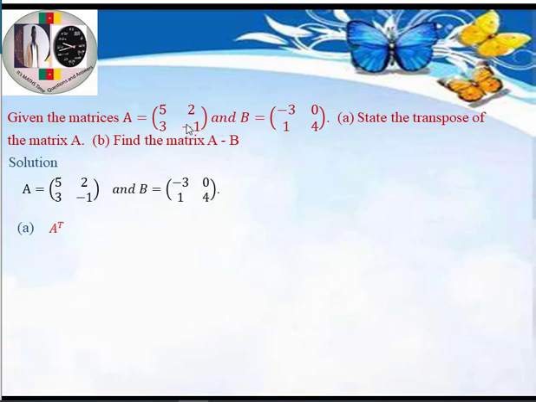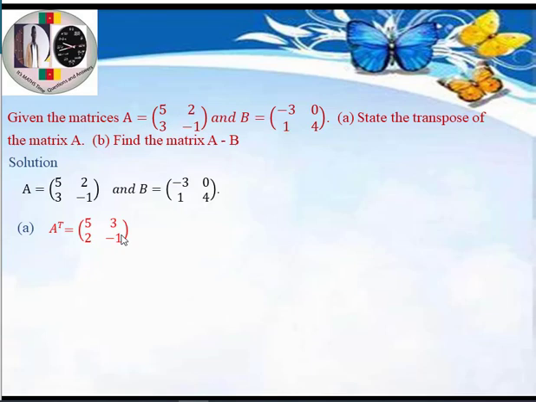we'll have the row become the column and the column become the row. So 5 3 was the column, it now becomes a row, and 2 minus 1 was the column, it now becomes a row. So we interchange the rows and the columns. So that's how we get the transpose of a 2 by 2 matrix.